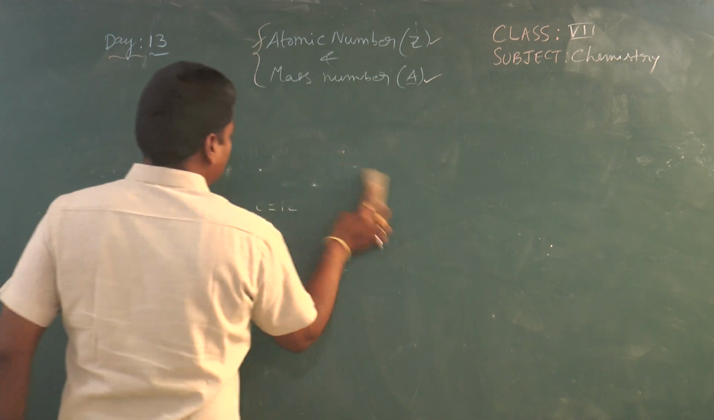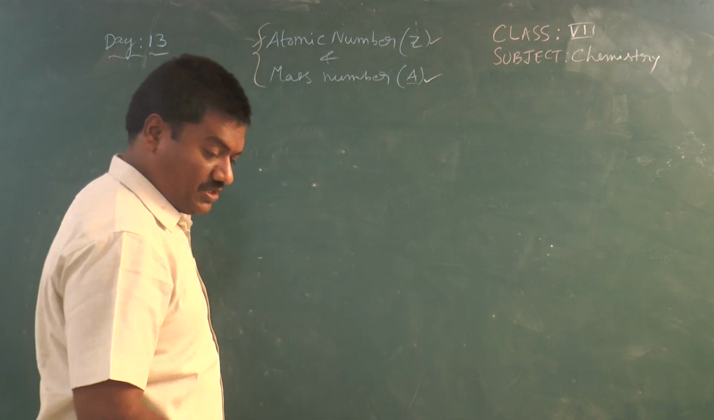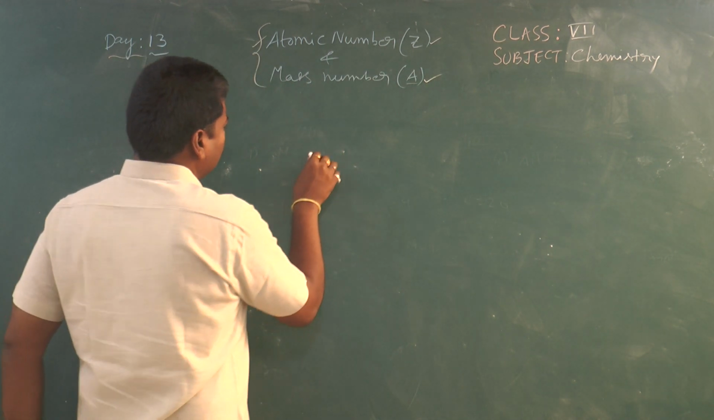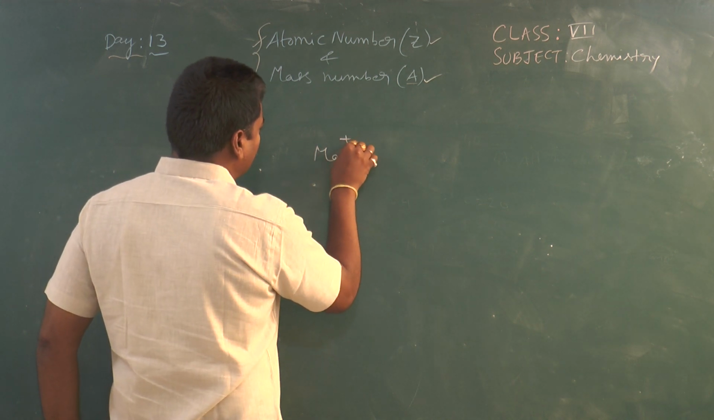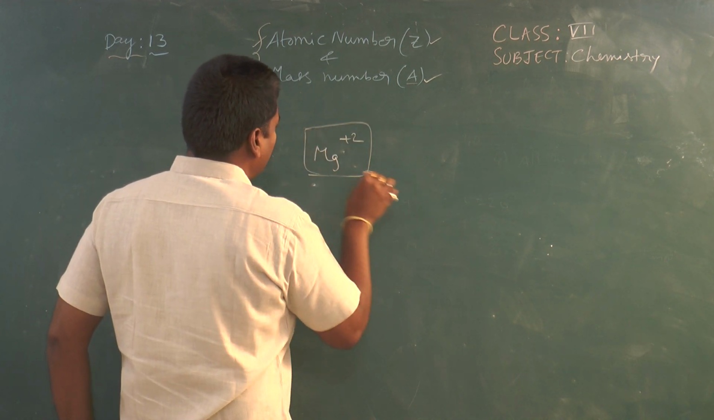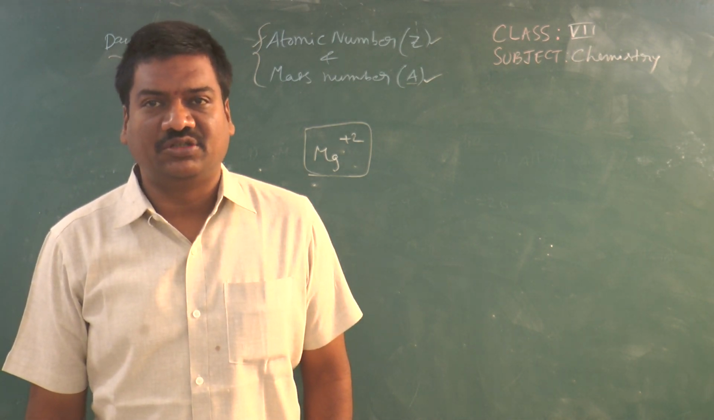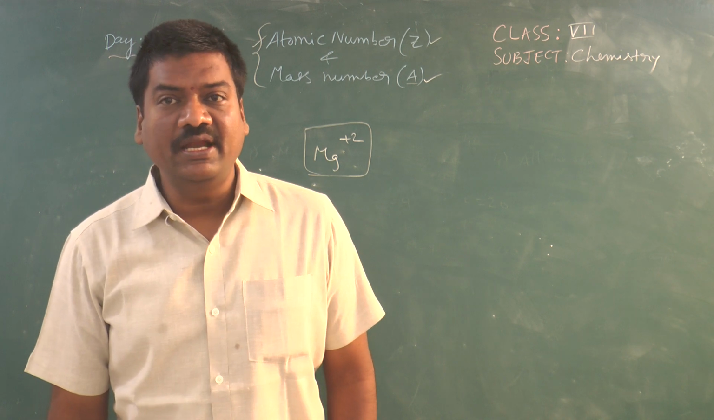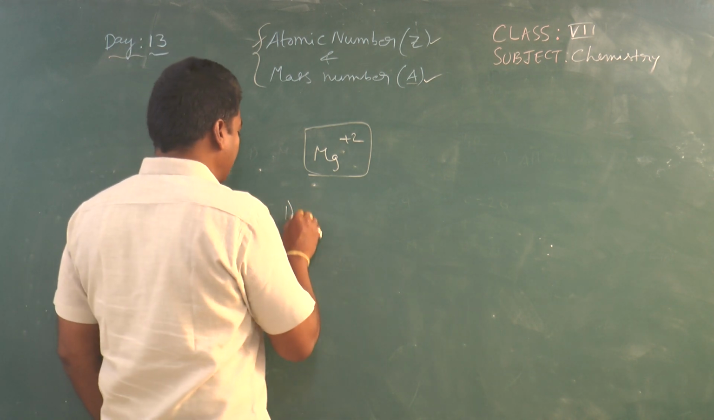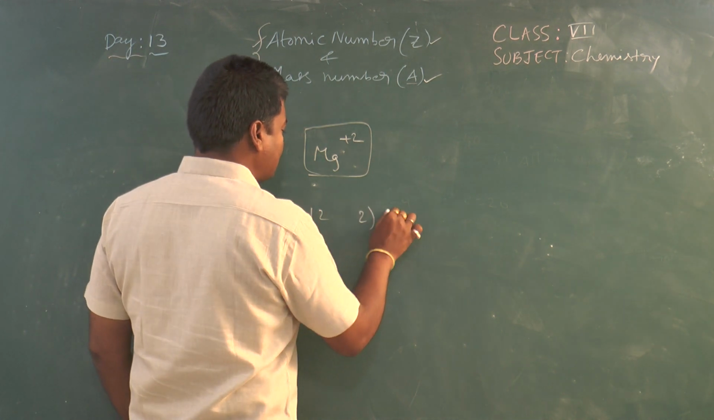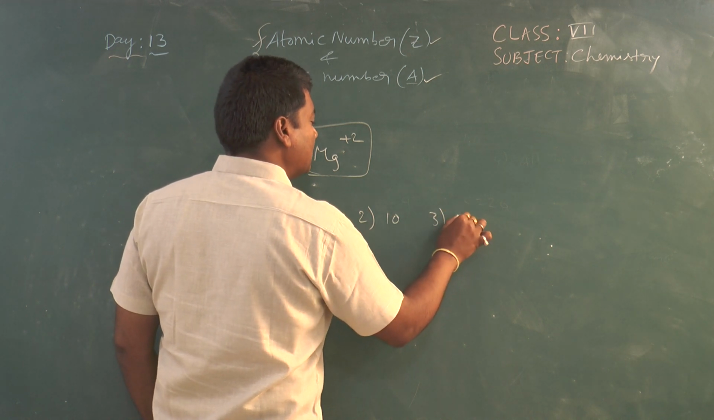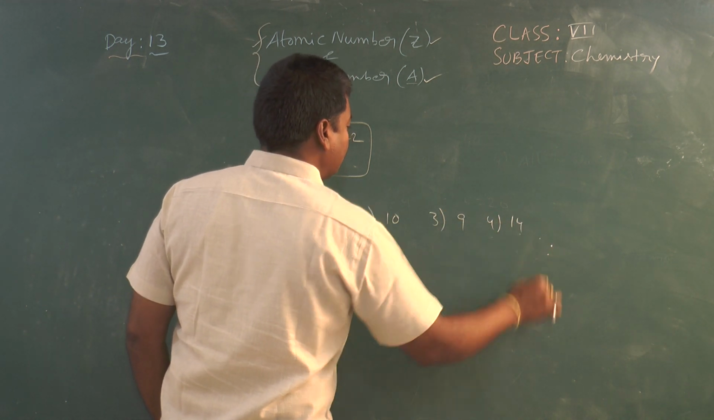Now here, one more question. Suppose the question is: in Mg+2, the magnesium ion, how many neutrons are present? How many neutrons are present in Mg+2? The first option is 12, the second option is 10, the third option is 9, and the fourth option is 14.